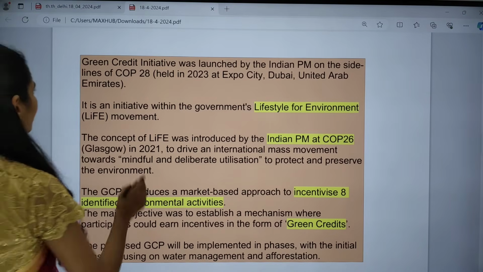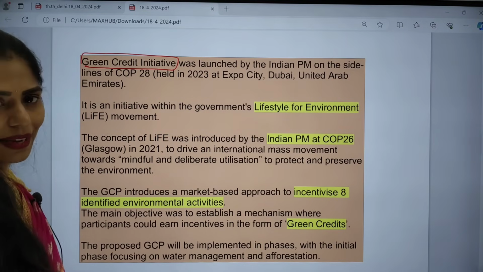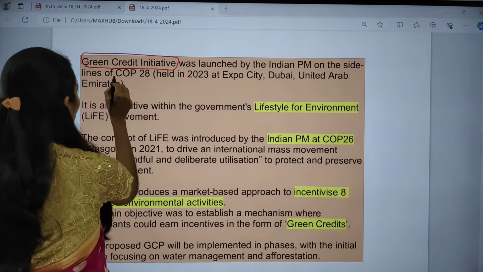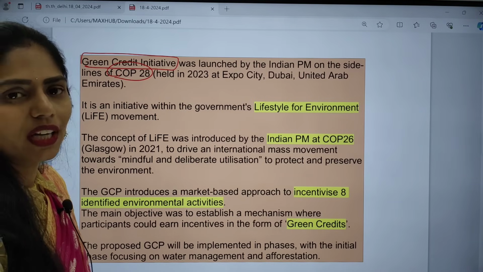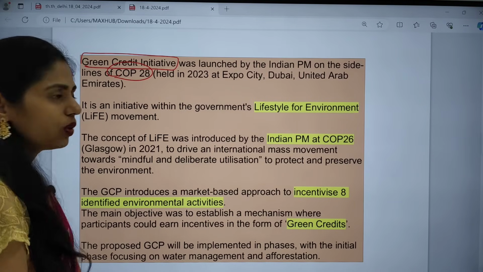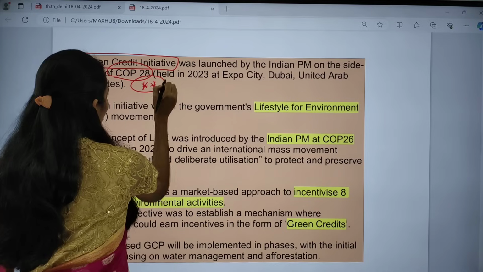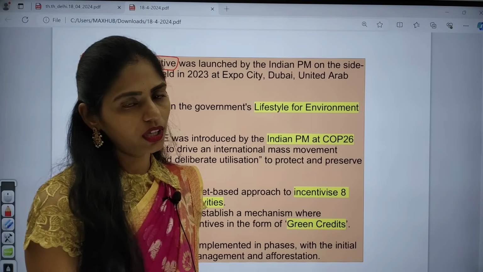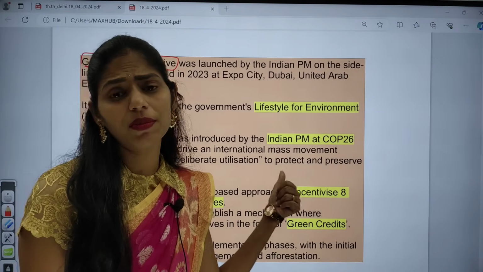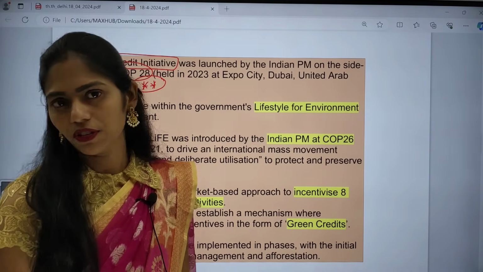This Green Credit Program or initiative was launched by our Indian Prime Minister on the sidelines of COP28, which was held in 2023 in Dubai, UAE. This year, COP28 is very important from your environment and ecology point of view. Okay, so you can expect a question from this COP28 for sure. So you have to prepare that topic for sure.